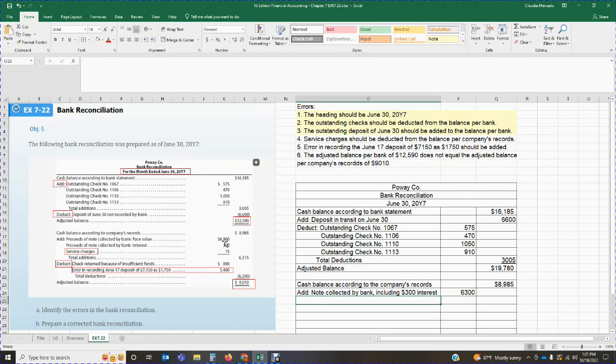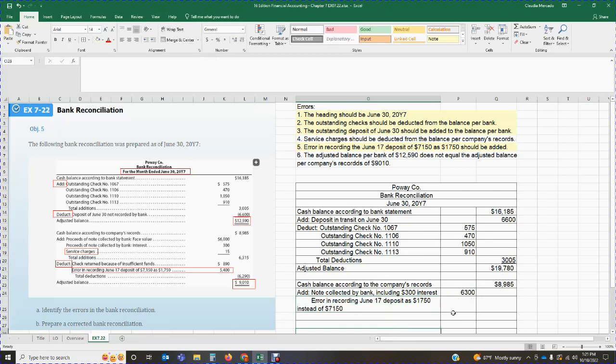So that we combine them together. It's the principal plus interest. Service charges, we said, were in a deduction, so we need to deduct those. Now this one, the error in recording June 17th deposit. We have it as a deduction, and we said that that error should be added. So we need to have another addition. We have an error in recording June 17 deposit as $1,750 instead of $7,150.